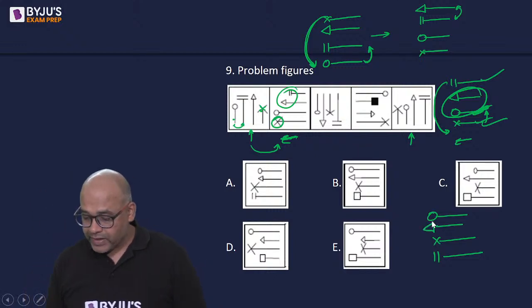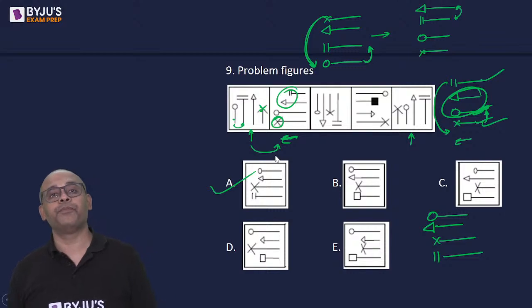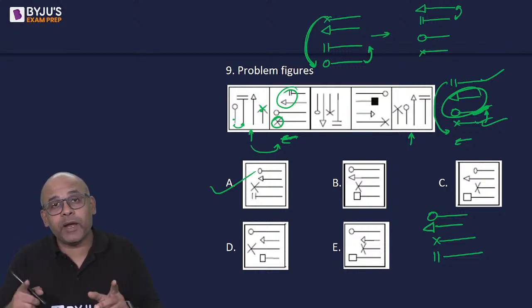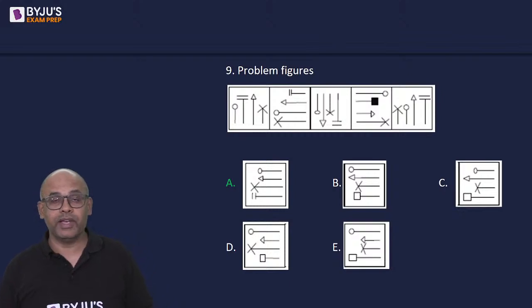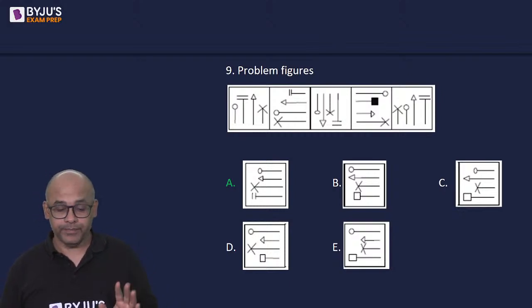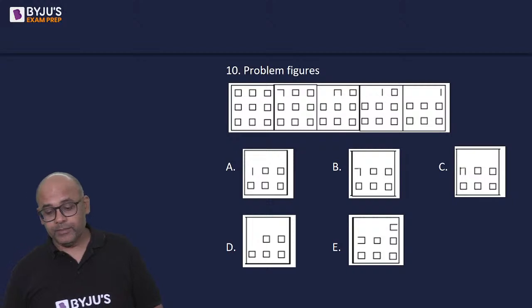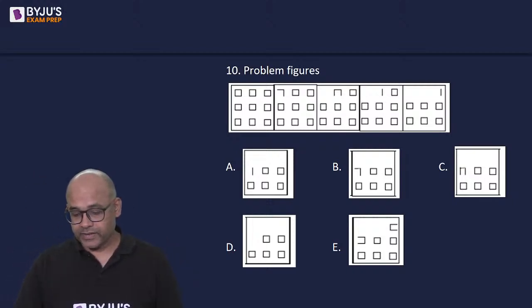Which option is like this? That is option A. So you should identify the pattern, and the same pattern is being repeated now. Therefore the correct answer is option A. Clear? Question number 10. Let's see what the correct answer is. It's an interesting one.